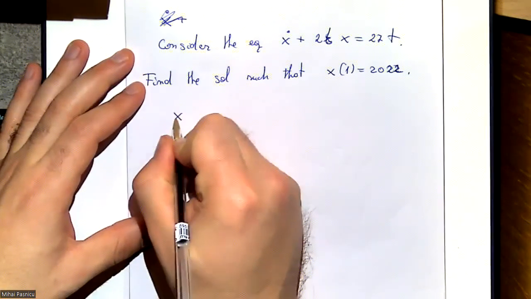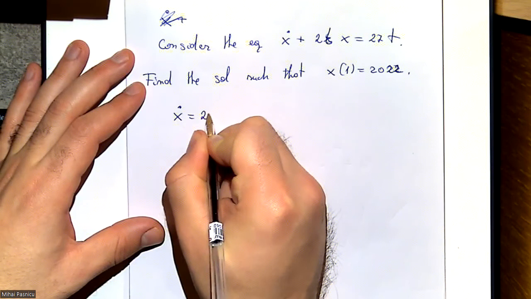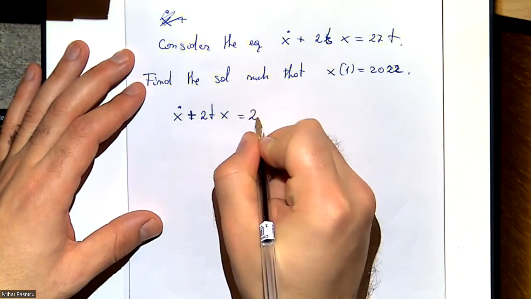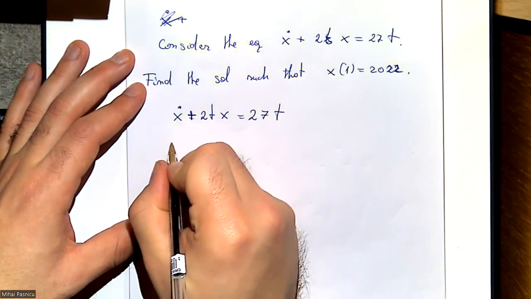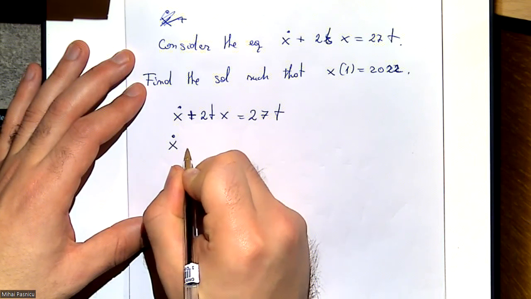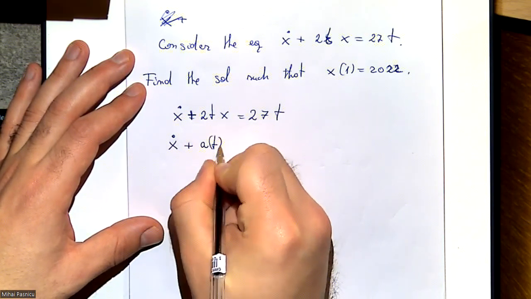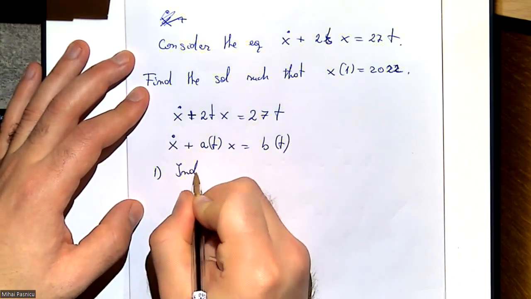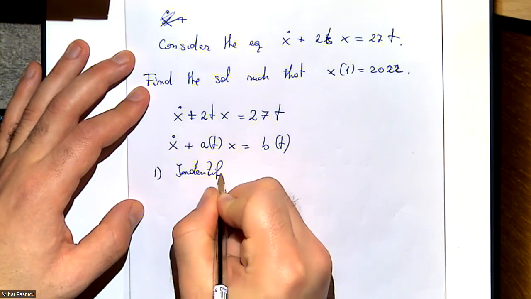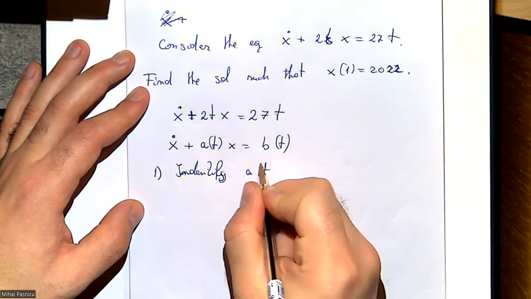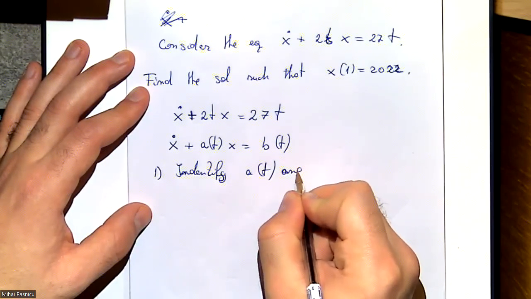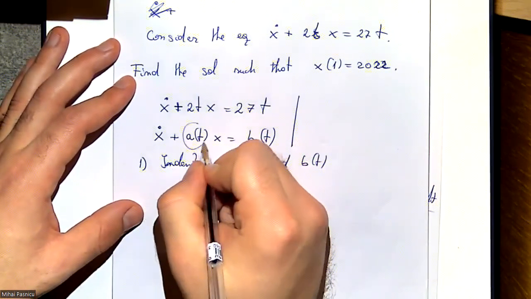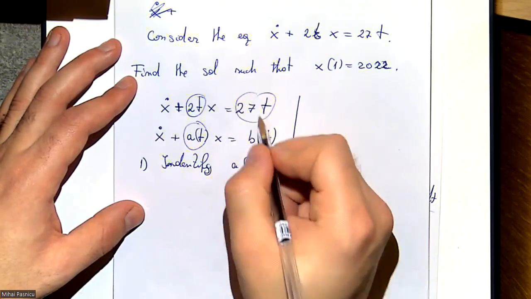So x dot plus 2tx is equal to 27t. And your general equation looks like this: x dot plus A of t x is equal to B of t. So first thing, identify A of t and B of t. This is the first step you do in such an equation. We identify it, right? A of t equals 2t, 27t equals B of t.